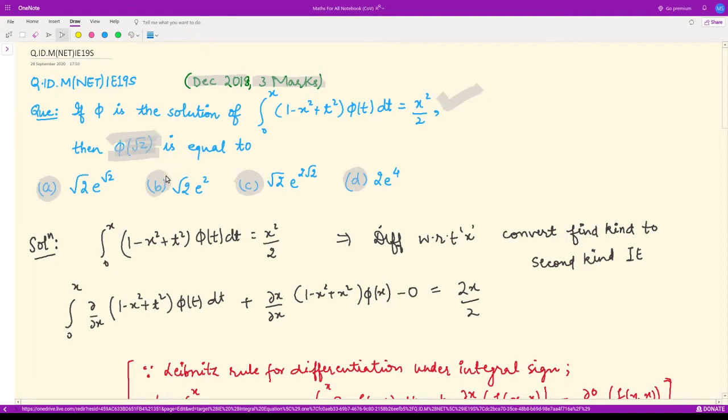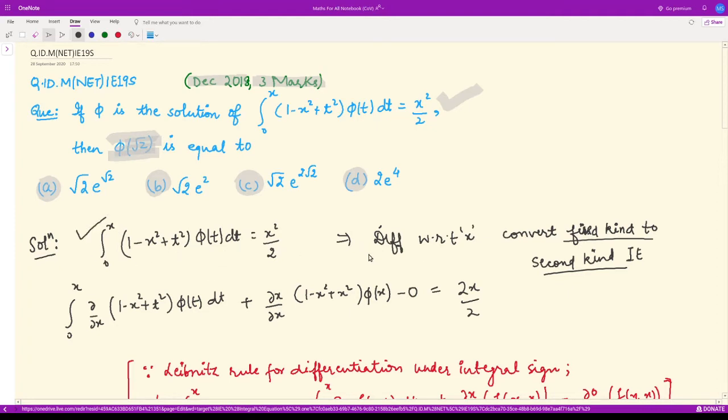So let us get started. How can we solve this question? Well, one way is we can convert this first kind of equation into the second kind. How can we do that? Because as such there are limited methods to solve equations of the first kind, right? So let us solve this. This is our given integral equation.